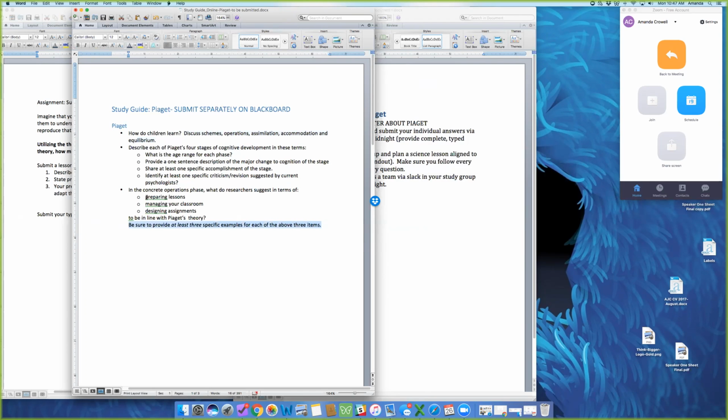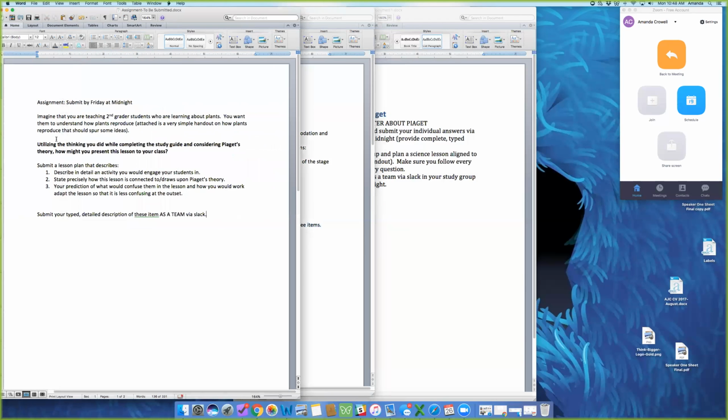So 3 specific things researchers say about preparing lessons, 3 specific things that they say about managing your classroom, and 3 specific things they say about designing assignments. I need all of those to be typed up into a study guide and submitted separately on Blackboard for you to get your personal points for the class. Once you have done that, then you will go to the assignment that you do as a group.